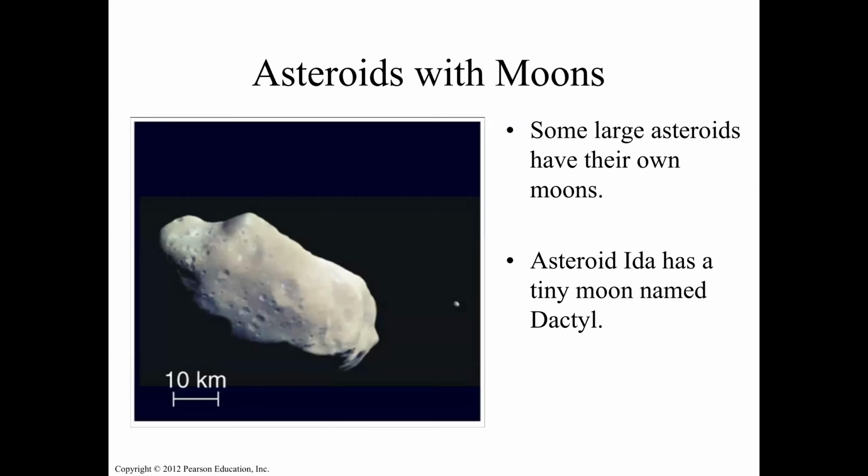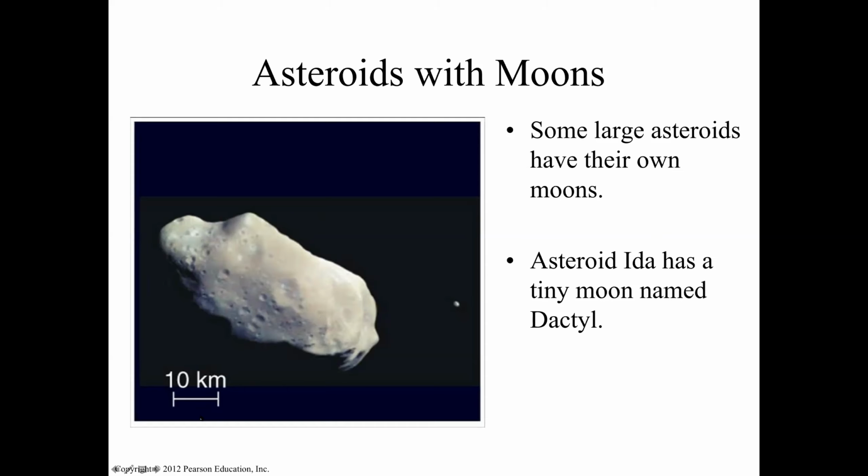There are asteroids that have moons, even though they're small and don't have enough gravity to have a spherical shape. But some of them, especially the large ones, have some moons. There are these tiny little asteroids orbiting the big asteroid. For example, this is asteroid Ida that you can see.